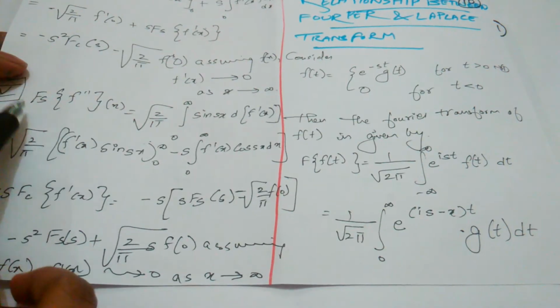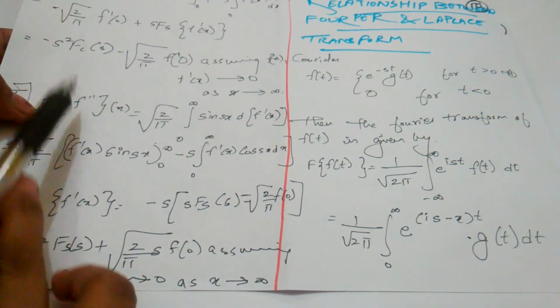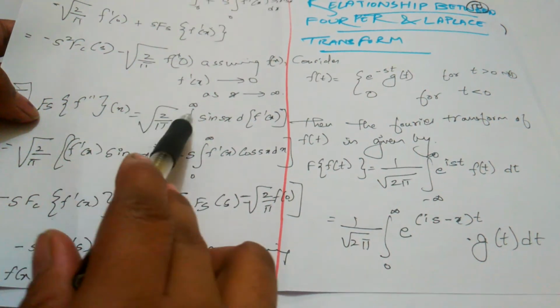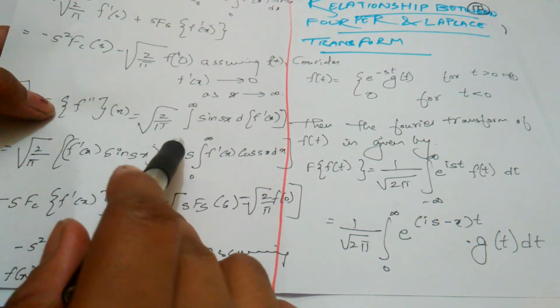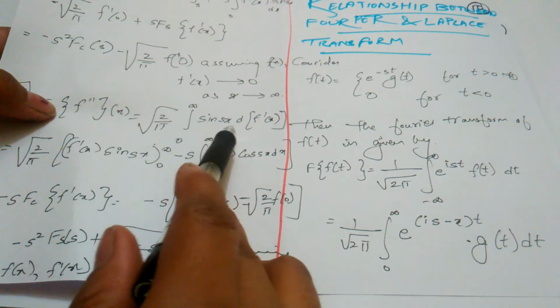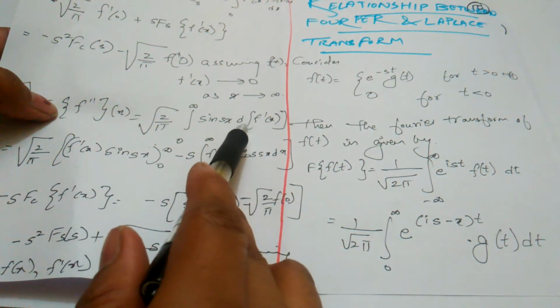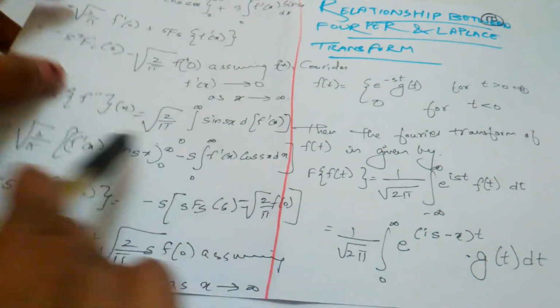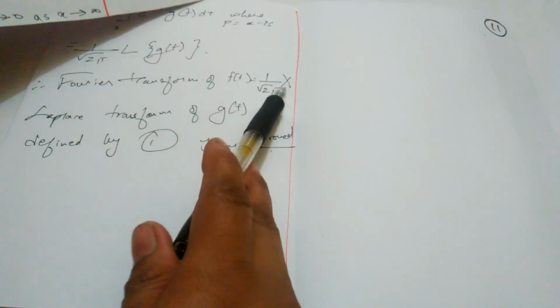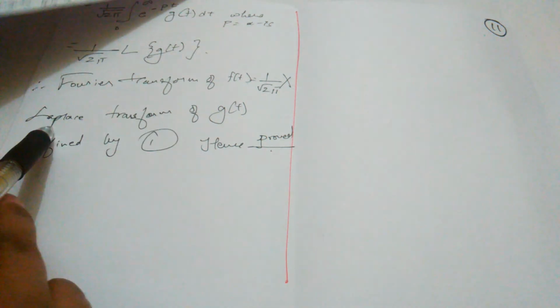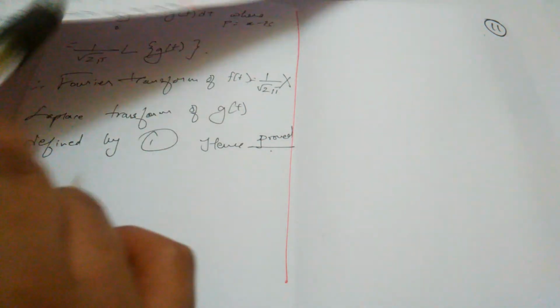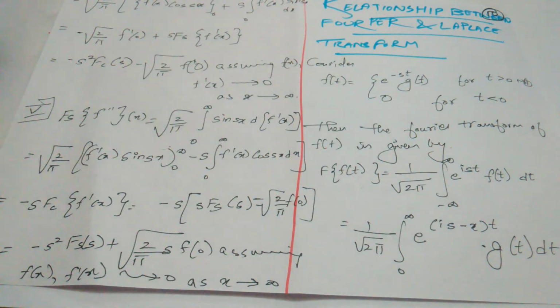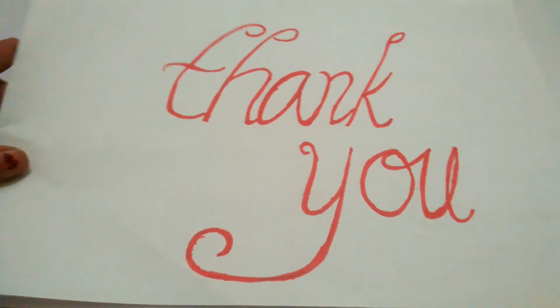Then last but not the least, the fifth one, F_s of f double dash of x equals square root of 2 by pi integral 0 to infinity sine sx d f dash of x. Then the relationship between the Fourier transform and the Laplace transform is what we had to prove. So we have proved that the Fourier transform equals 1 upon square root of 2 pi into the Laplace transform of g of t. Okay, so I hope up to here it is clear what we have done in today's lecture. So as a result, thanks for watching.